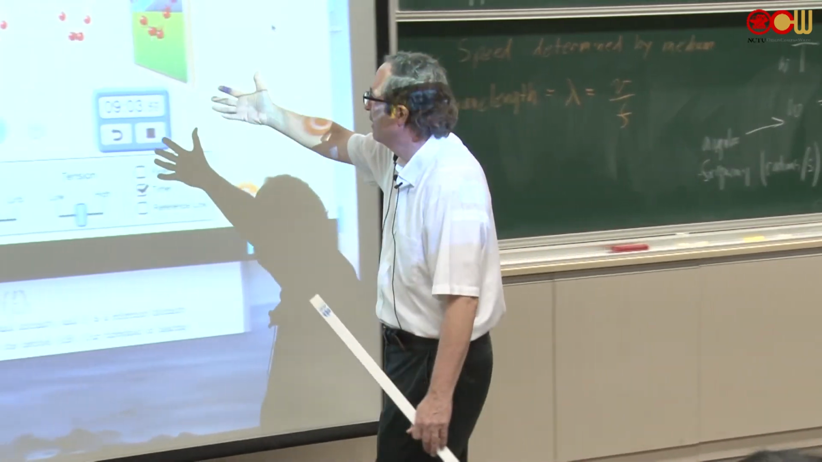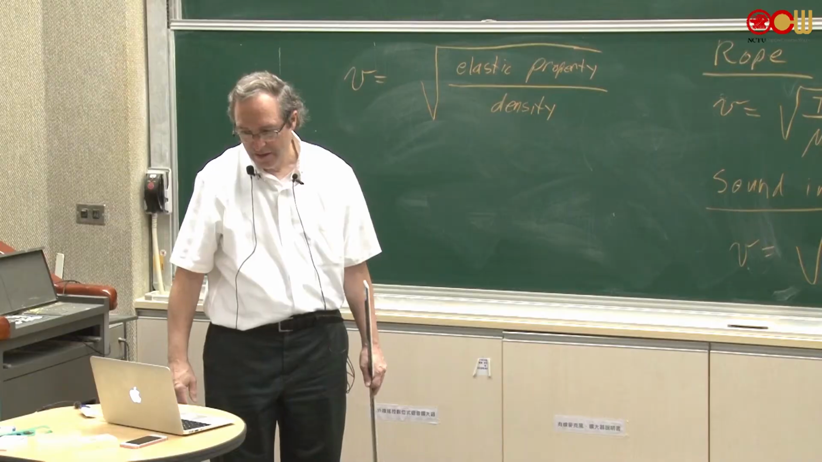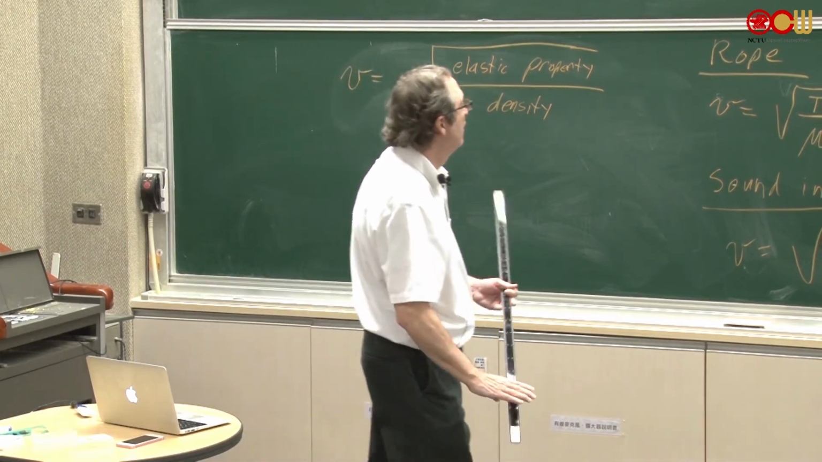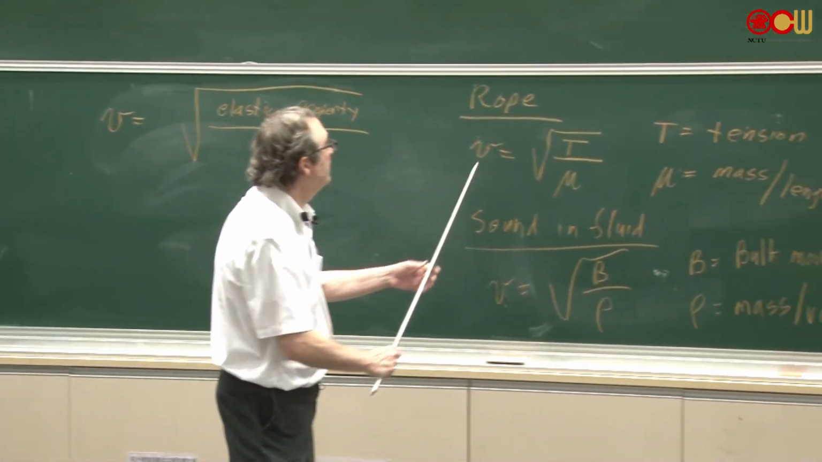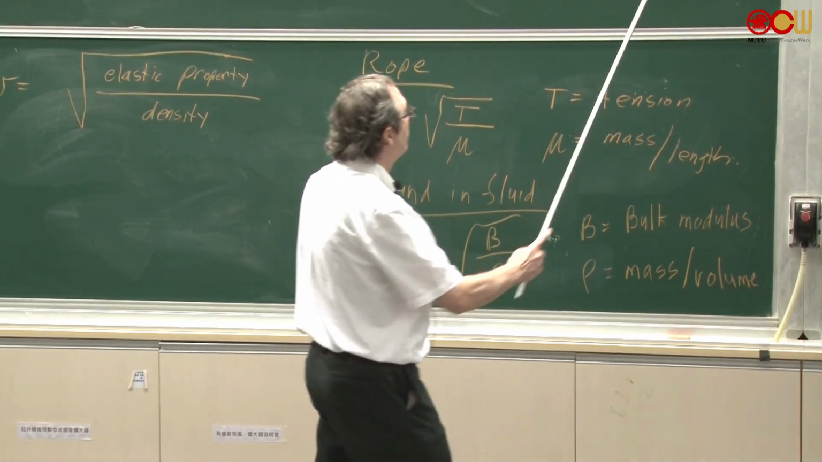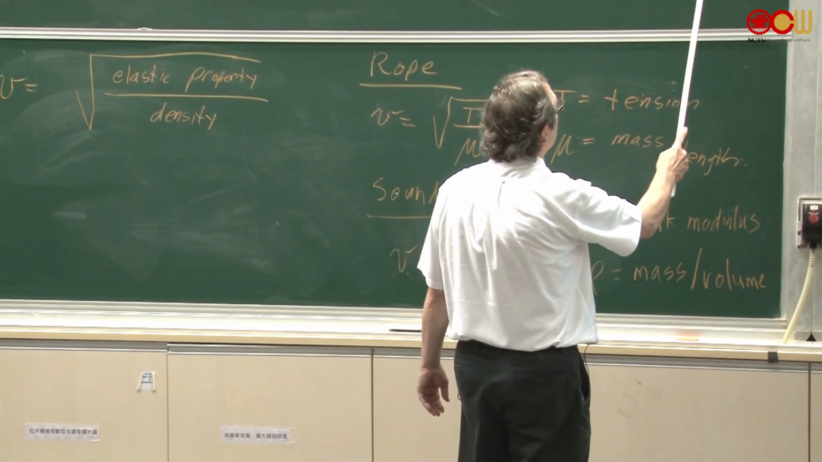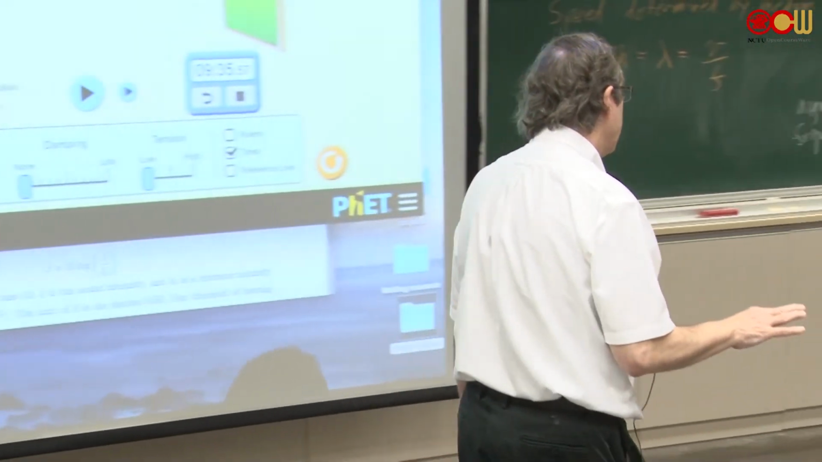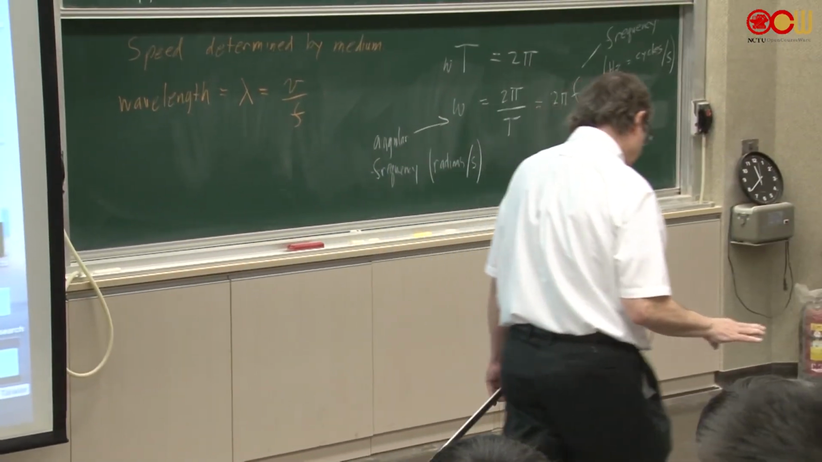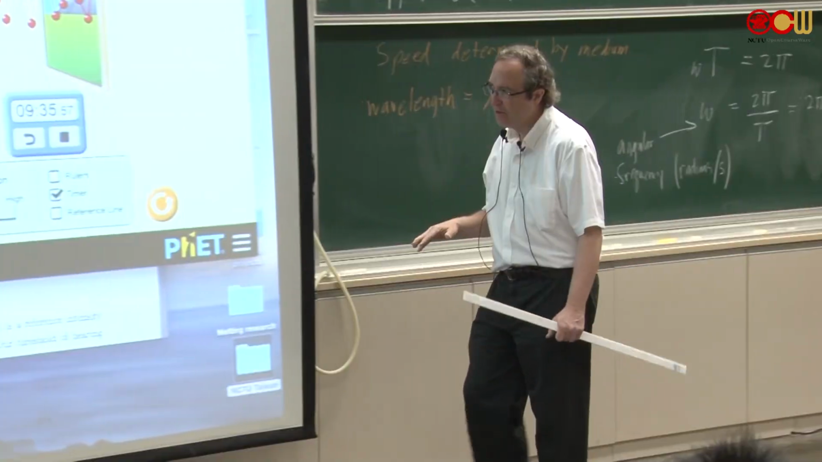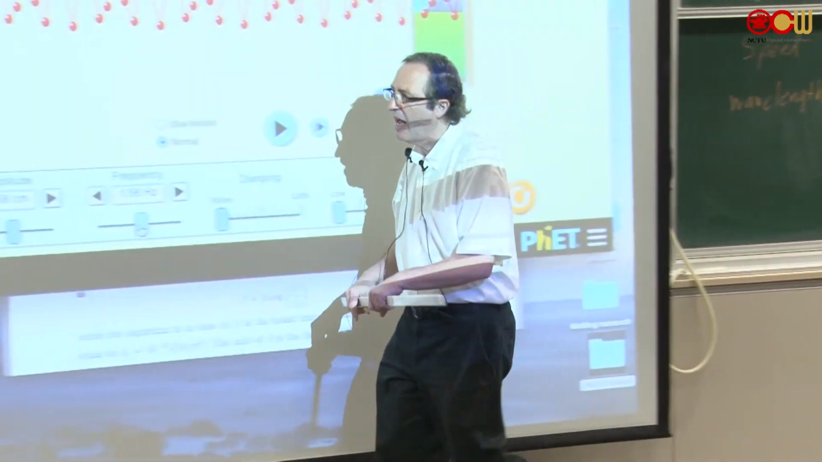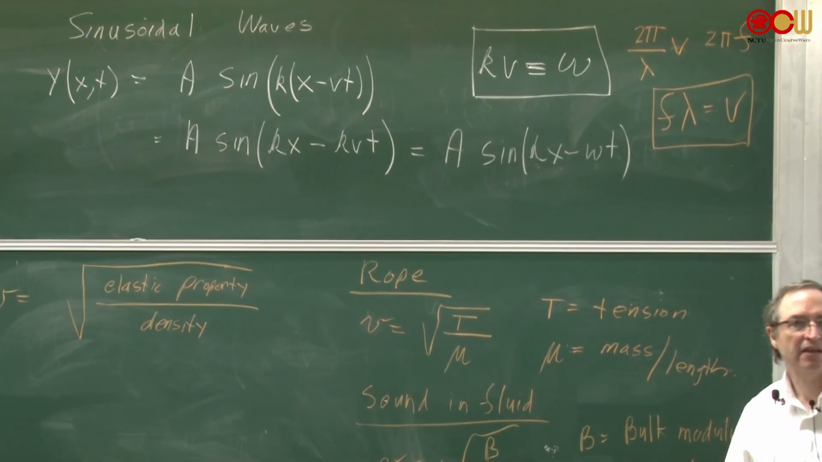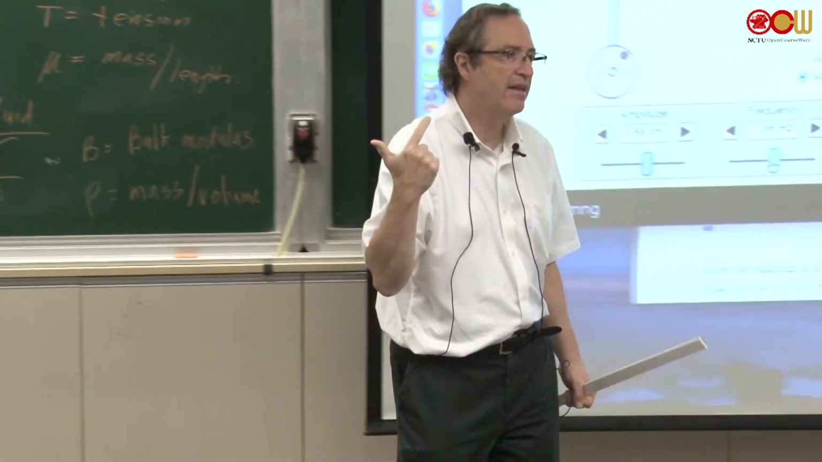And we could see it illustrated in what we have here. So I make the tension lower. That makes the speed lower. The frequency was the same. So the wavelength has to get smaller, and that's what happens. So what you want to work on is understanding how this equation works in space and time.